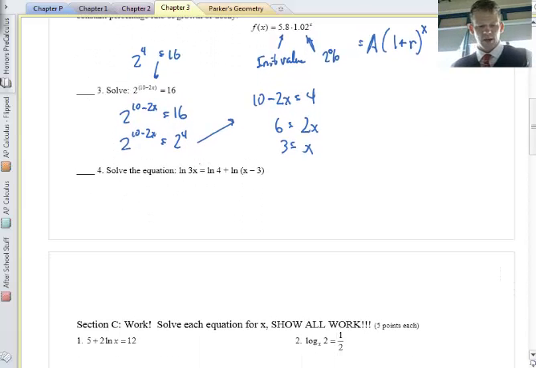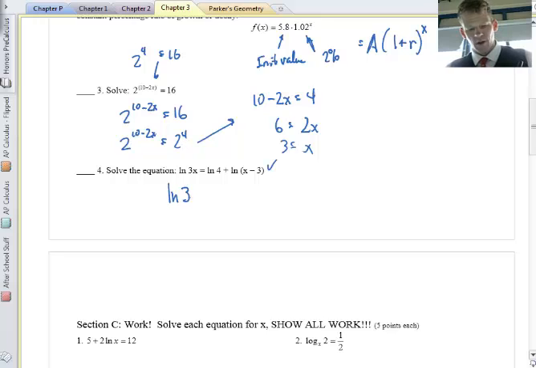Moving along, we have a natural log problem, and we have natural logs on one side and on the other. What's important to do is you need to compress the logarithms so that you have one logarithm equaling one logarithm, or one logarithm equaling a number, and then you can use inverse function properties to solve the rest of the problem.